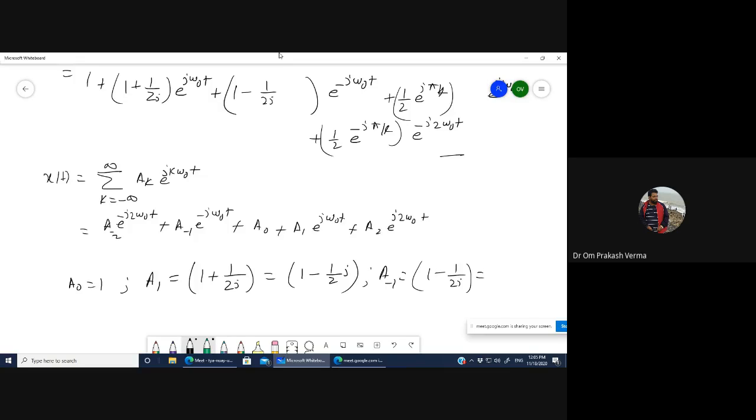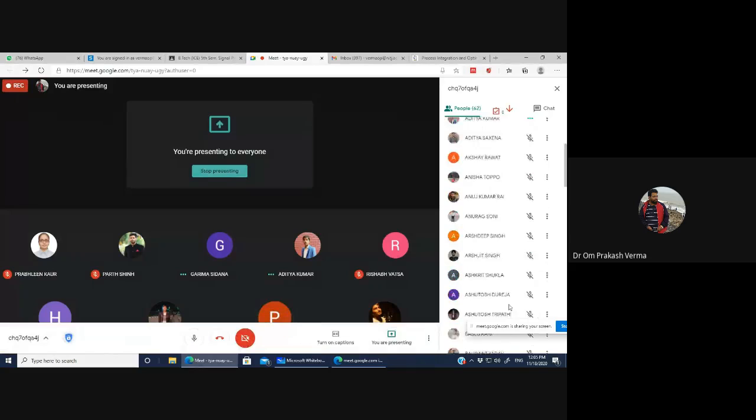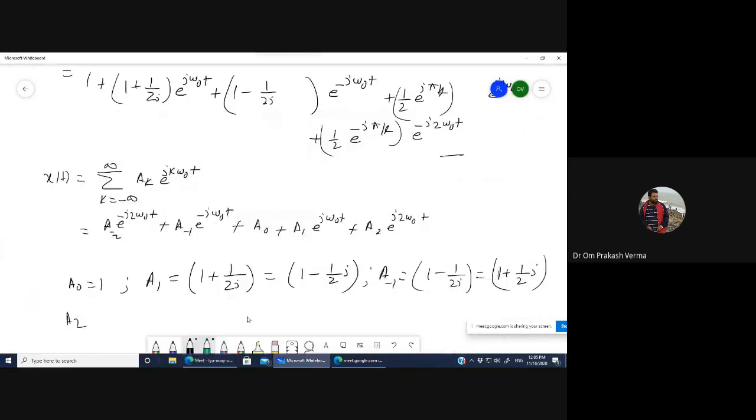So a minus 1 equals 1 minus 1 by 2j, right? When you multiply by j in numerator and denominator, it becomes 1 plus 1 by 2j, right? Now tell me what is the value of a2, students? Anurag, tell me what is the value of a2? Sir, a2 is the coefficient of e to the power j2 omega naught t. Yes, sir, 1/2 e to the power j into pi by 4.